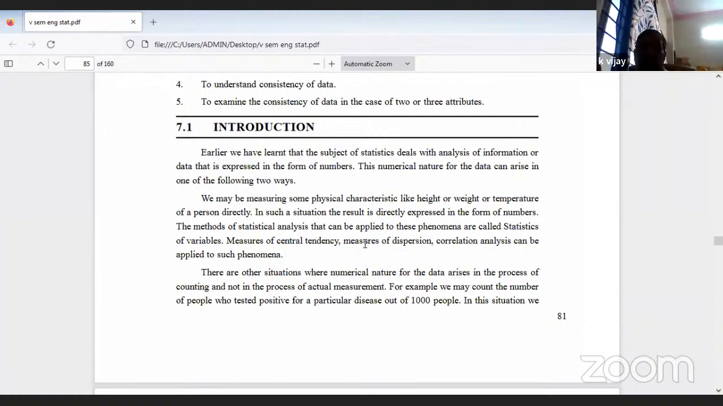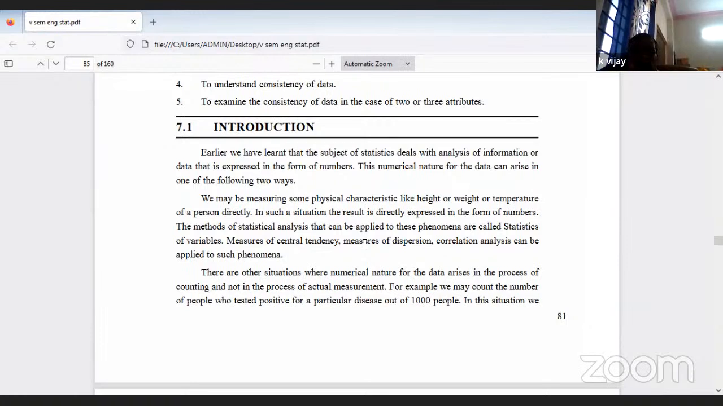You're taking height, weight or temperature of a person. In such a situation, results are directly expressed in the form of numbers. So different numbers may come. The methods of statistical analysis can be applied to the phenomena, which are called statistical variables. Because height, weight, temperature differ from person to person. So measures of central tendency, measures of dispersion, correlation analysis can be applied to such phenomena.